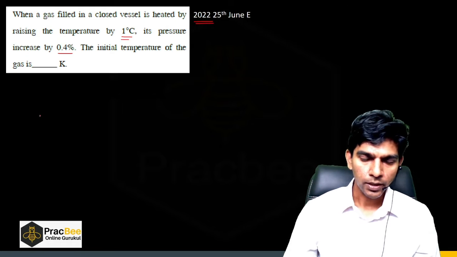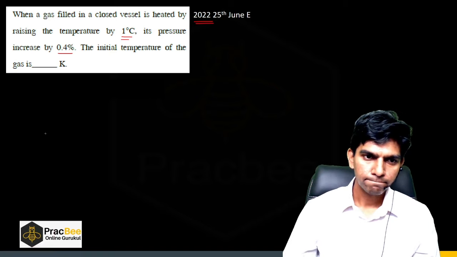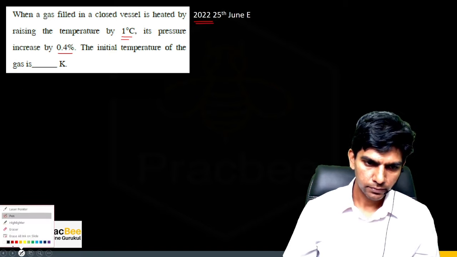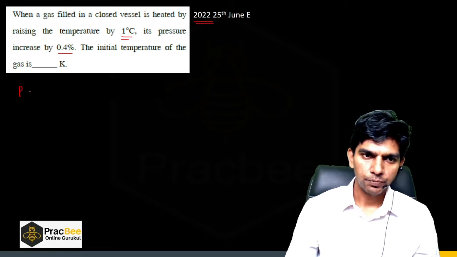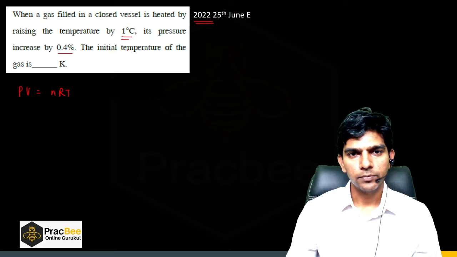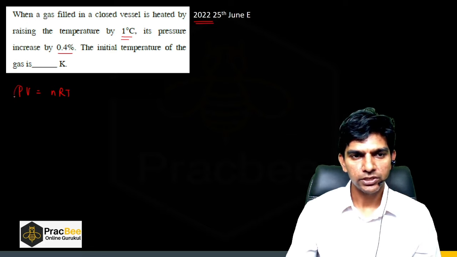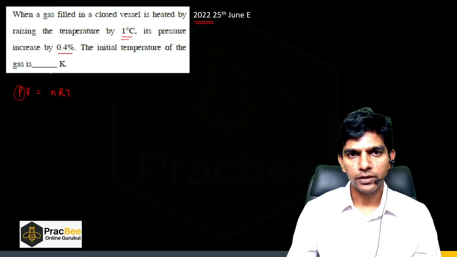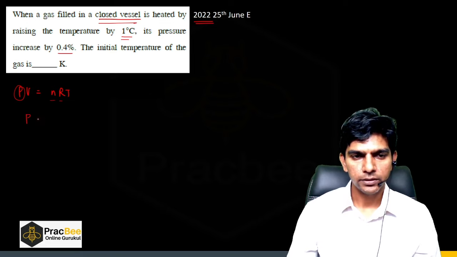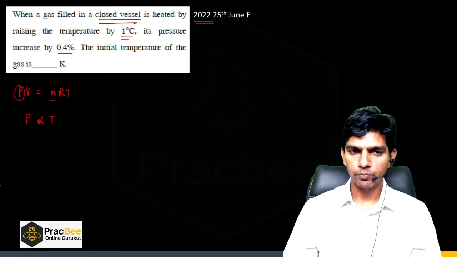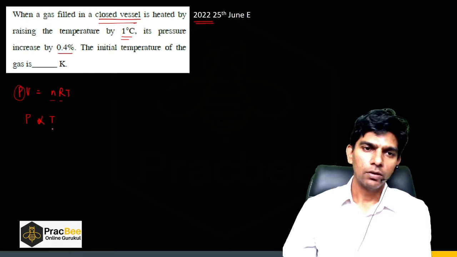So we know that the ideal gas equation is PV equals nRT, right? And here we are increasing the pressure, so pressure is changing. Volume is constant since it's a closed vessel. Number of moles is constant. R is constant. So we can say P is directly proportional to the temperature. Is it clear? P is directly proportional to temperature.